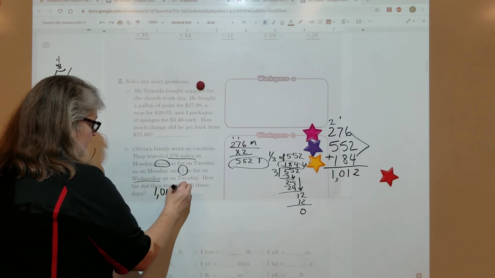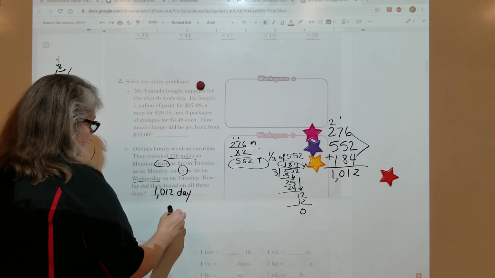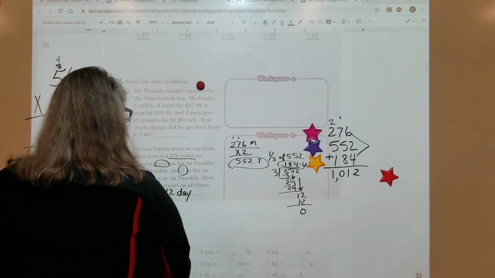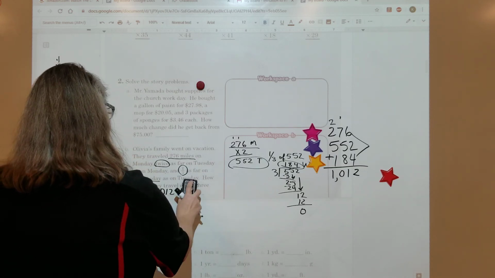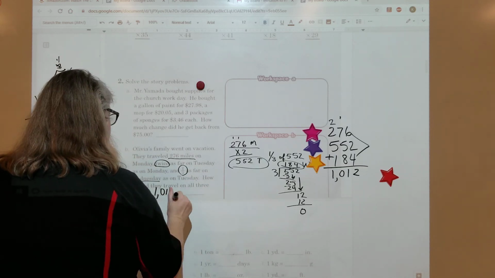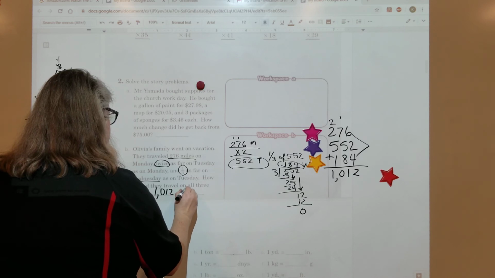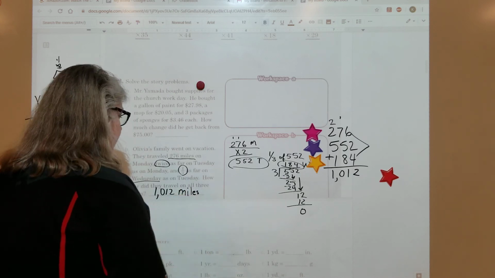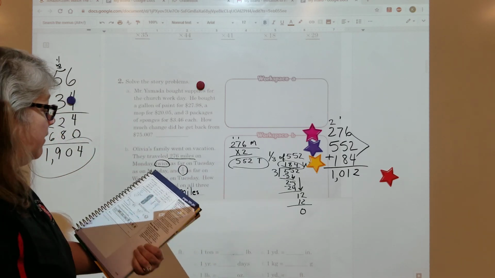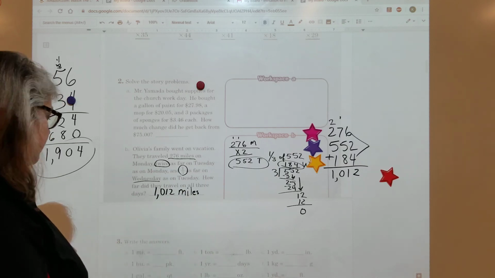1,012 days. Because they wanted to know, no, not days. They wanted to know how far they traveled, and that would be miles. They traveled 1,012 miles. The days was 3 days. Okay, that's tricky. Let's see if the answer key got it right. They did, I'm so proud.